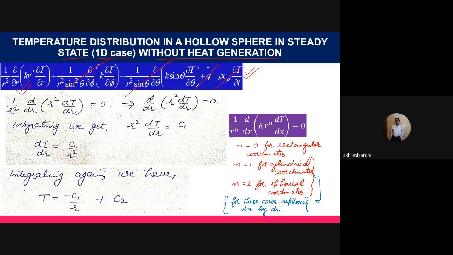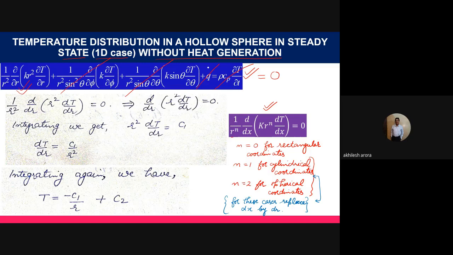It's a steady state, so this will also go. So we are left with only one term, which is the first term, and on the right side the value is equal to 0, and you can see it now. We can also use this particular equation, which is very much valid for the one dimensional case with no heat generation, and in case of steady state.